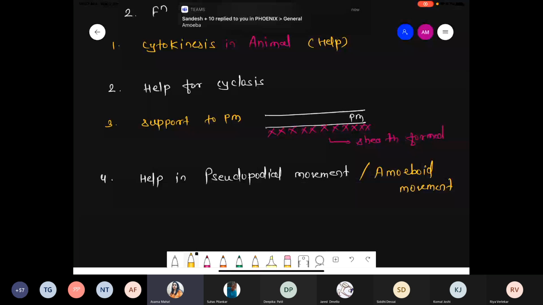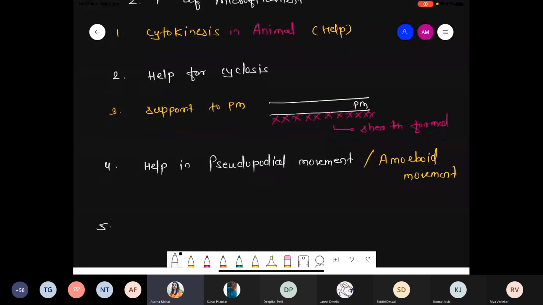Normally, with the help of the microfilaments, they show extension and can engulf the food. The food enters into the food vacuole, the digestive vacuole, and inside the food vacuole the food will be degraded. So microfilaments help in pseudopodial movement, which is also called amoeboid movement because such movement is specifically present in amoeba.